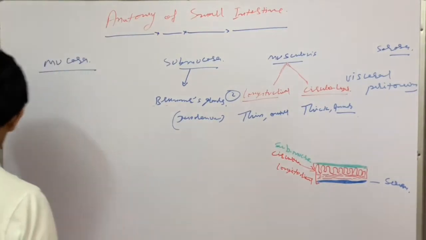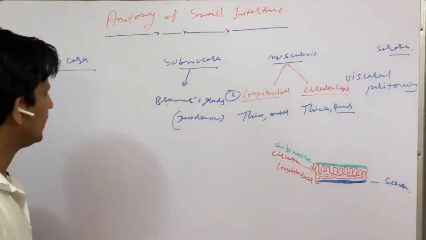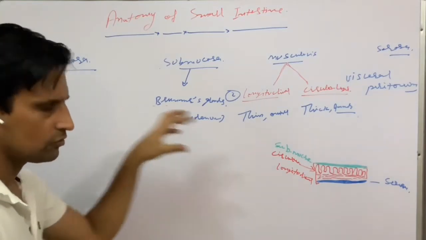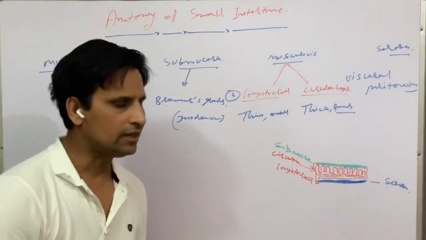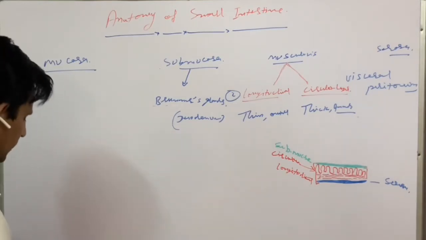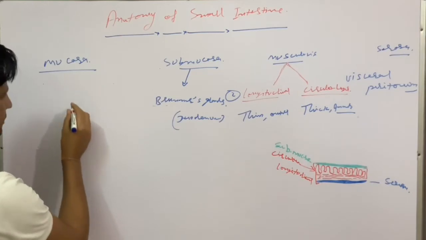Okay, the most important layer is the innermost layer, and that is named the mucosa. The mucosa will be in direct contact with the content of the GIT, or the content of the lumen. So we can study the mucosa in three basic parts, or three basic layers.